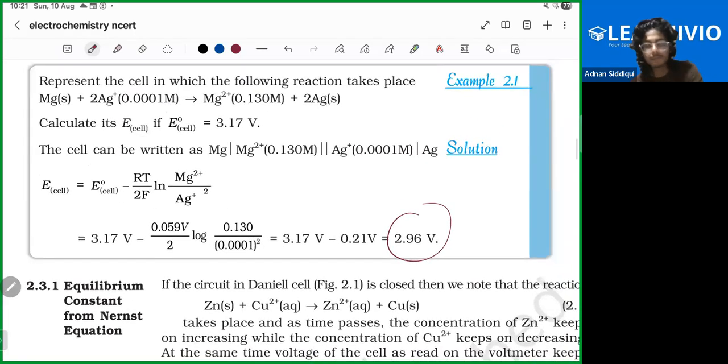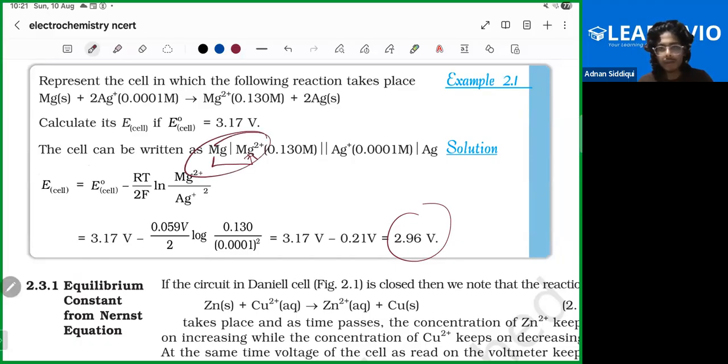Is there any problem with this one? And what other thing have they asked? They have asked to show it in standard condition. Like you know, we write the anode part on the left hand side, then we add the salt bridge, and then we write the cathode. This is the general way of representing a cell.